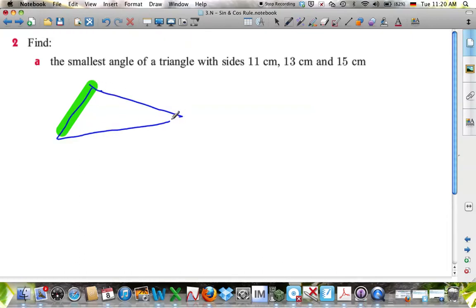Now it says that the sides are 11, 13 and 15. Now this is just a sketch, but this is the smallest side, 11, 13 and 15. And it should be fairly clear that this is the smallest angle. Okay, so we're going to call that x.